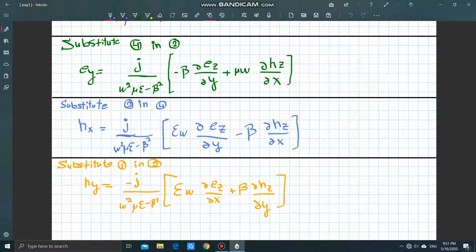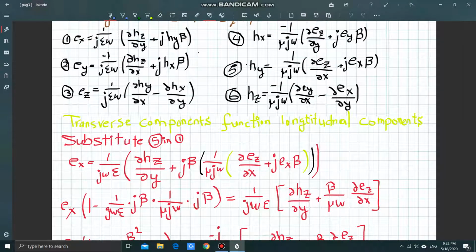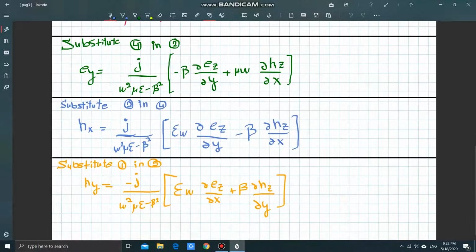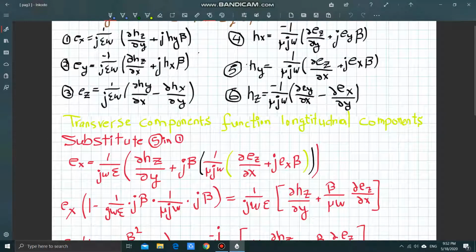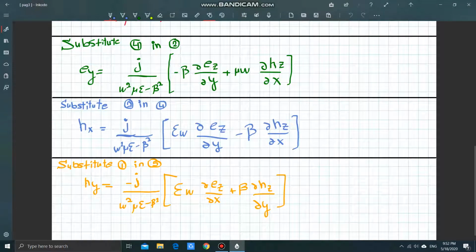Hx, we can get by substituting equation 2 into equation 4. We remove the Ey and replace it with this expression. Hy, same method, substitute equation 1 into equation 5. Notice that we didn't use equation 3 and equation 6 because we want the transverse components with respect to the longitudinal components, not the opposite. Now we have 4 equations for the 4 transverse components.